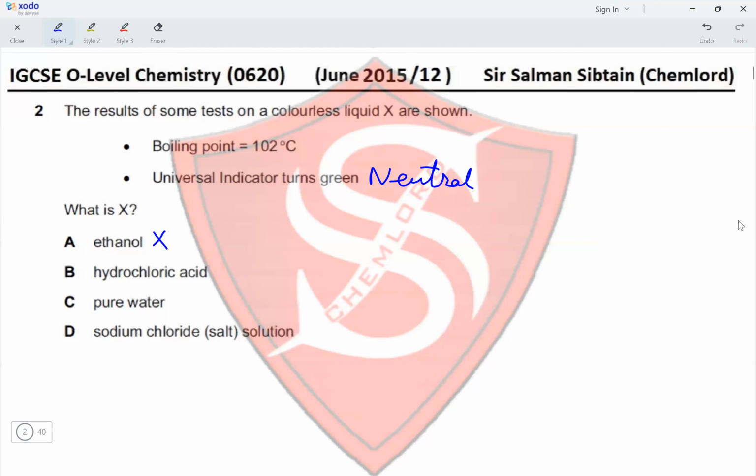Hydrochloric acid is acidic, so it will turn universal indicator red. Pure water is neutral. It will turn universal indicator green, but it also has a fixed boiling point of 100 degrees Celsius. So it is not it either. Sodium chloride salt solution. Sodium chloride is a neutral salt, and addition of sodium chloride would slightly increase the boiling point of water. So this is the correct option. Therefore, option D is the correct option for this question.